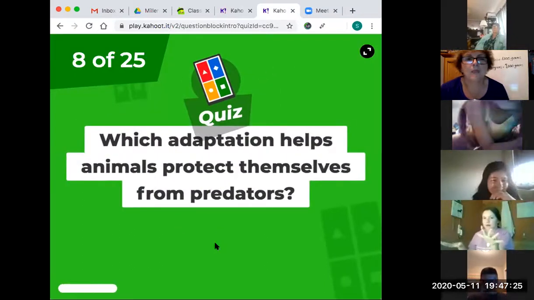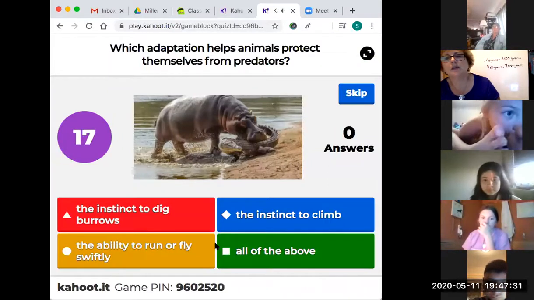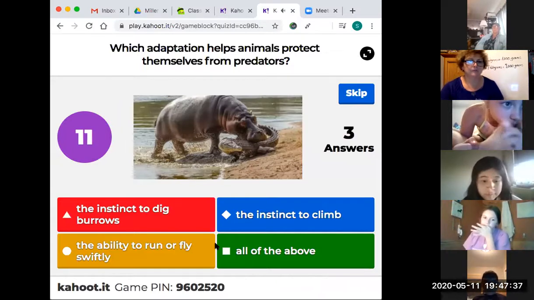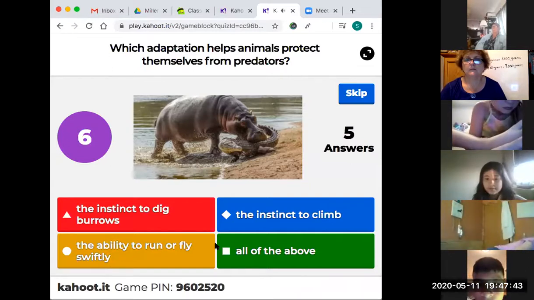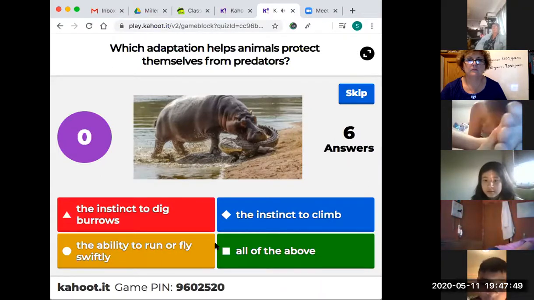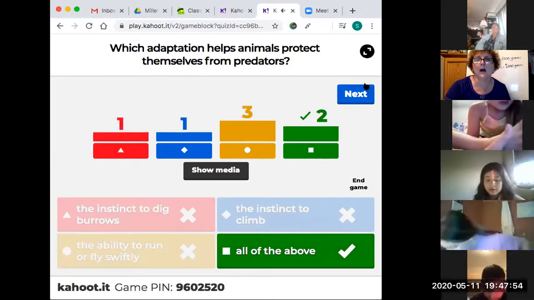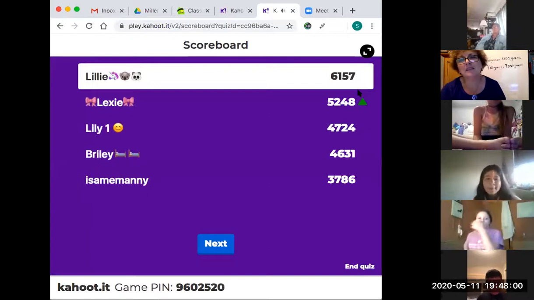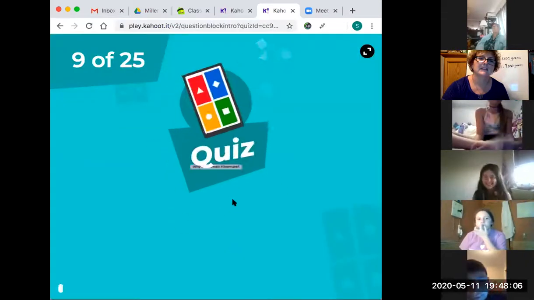No, I'm gonna catch up to you. Question: Which adaptation helps animals protect themselves from predators? Which one of these would help an animal protect itself from predators? I really don't know. Oh my gosh, I was trying to click the shared screen. All of the above, climbing, digging, and flying would all help. Lily won. Lexi has taken second place.